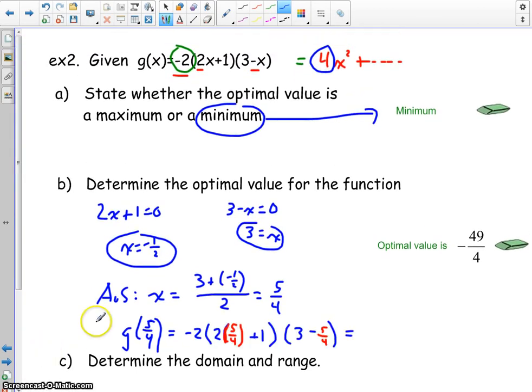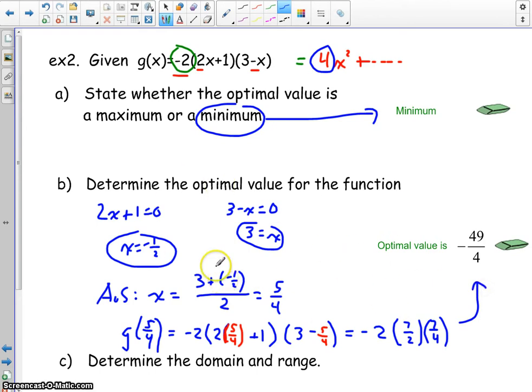Okay, so I just skipped ahead and showed the substitution there. When you work this out, you're going to get -2 times 7/2 times 7/4. Okay, when you multiply those together, you get an optimal value of -49/4.